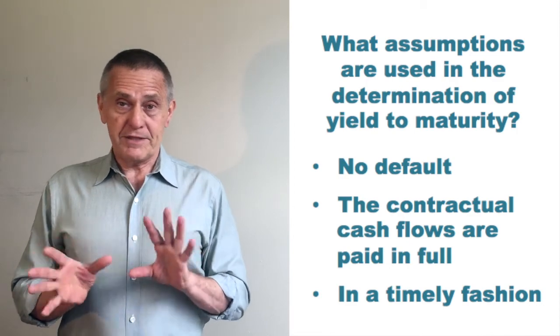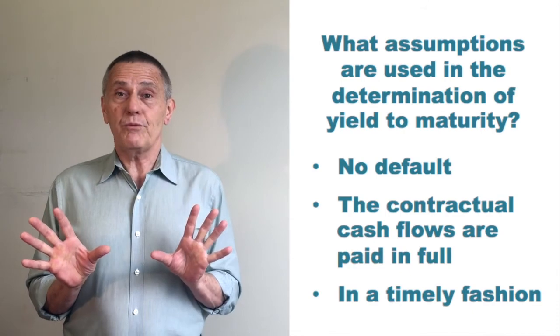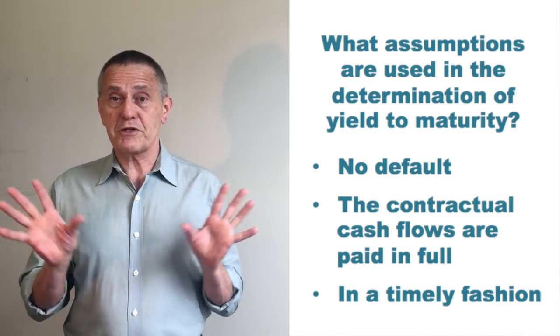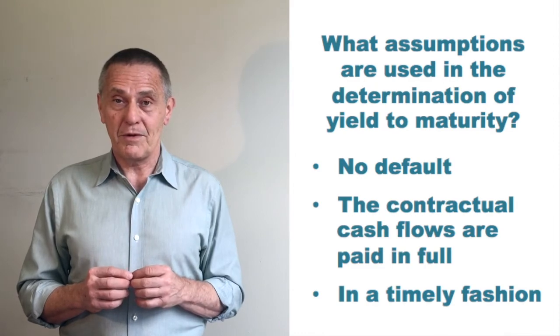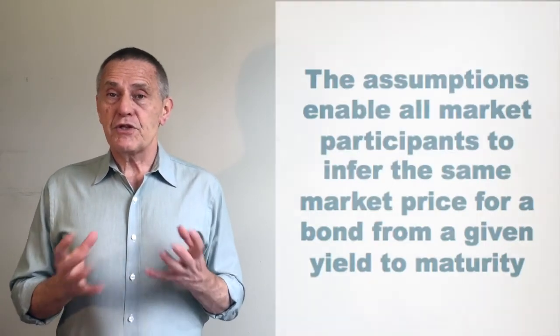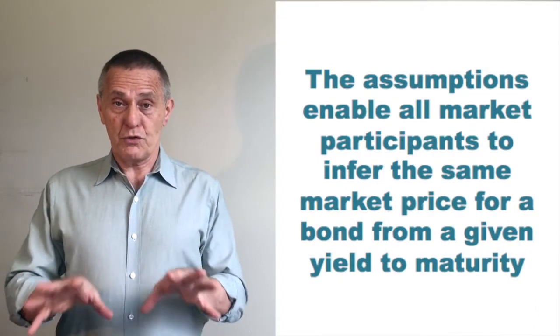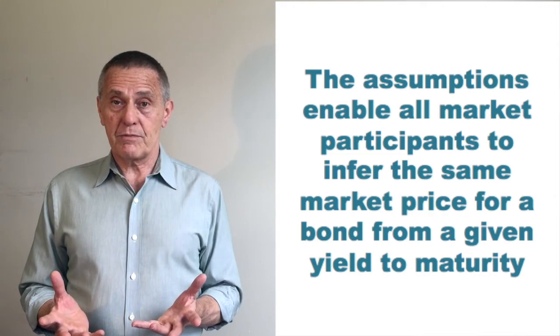Now you might say, well, that's a terribly unrealistic assumption for many bonds. Well, I'm not going to say it wouldn't be an unrealistic assumption, especially for a bond currently in default or say a CCC rated bond. But again, the reason for making that assumption is so that all market participants interpret a given yield to maturity to mean exactly the same dollar price.